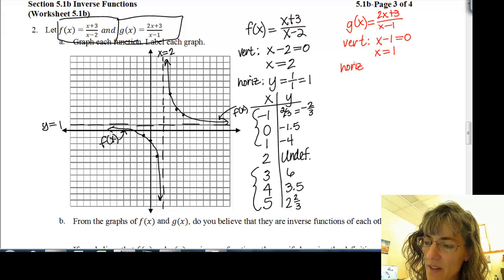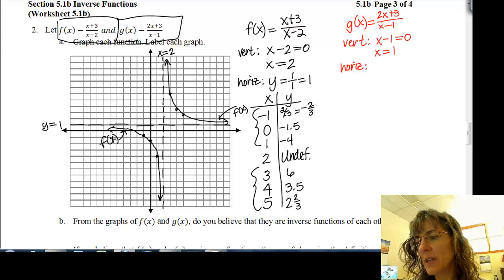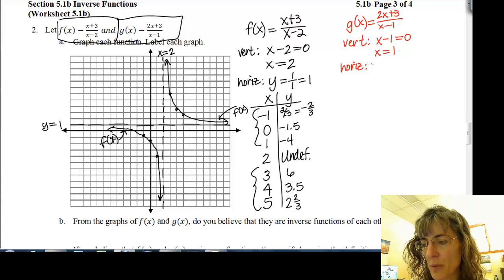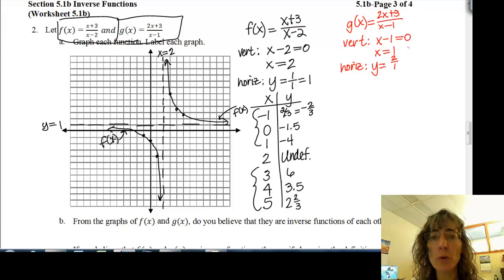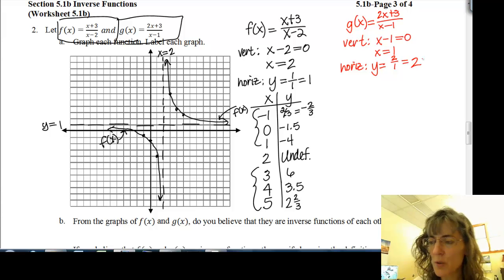And then for the horizontal, I'm looking at the lead terms. They're both to the first power, so they have an equal degree. So I'm going to take the ratio. So y equals the ratio, which is 2 over 1. Remember, it's just the lead coefficients there, and it comes to 2.